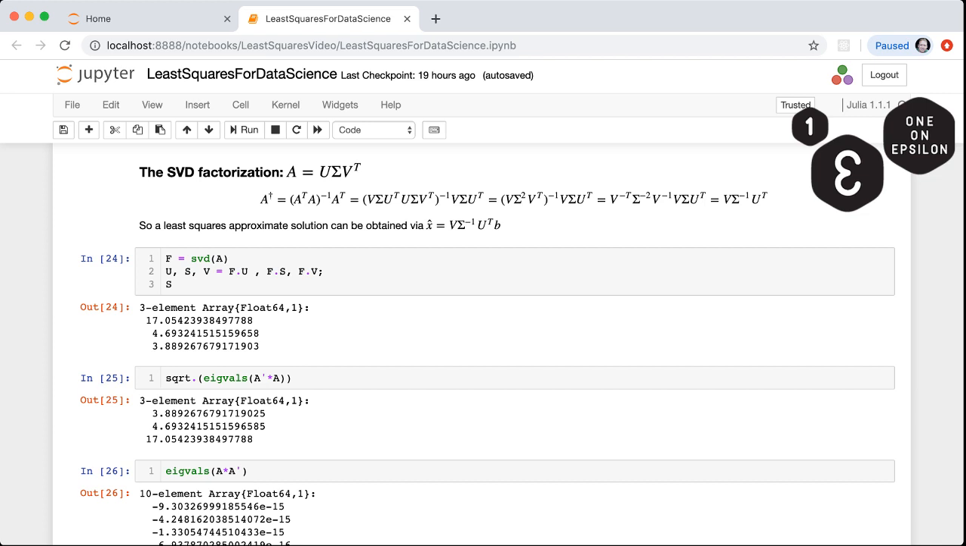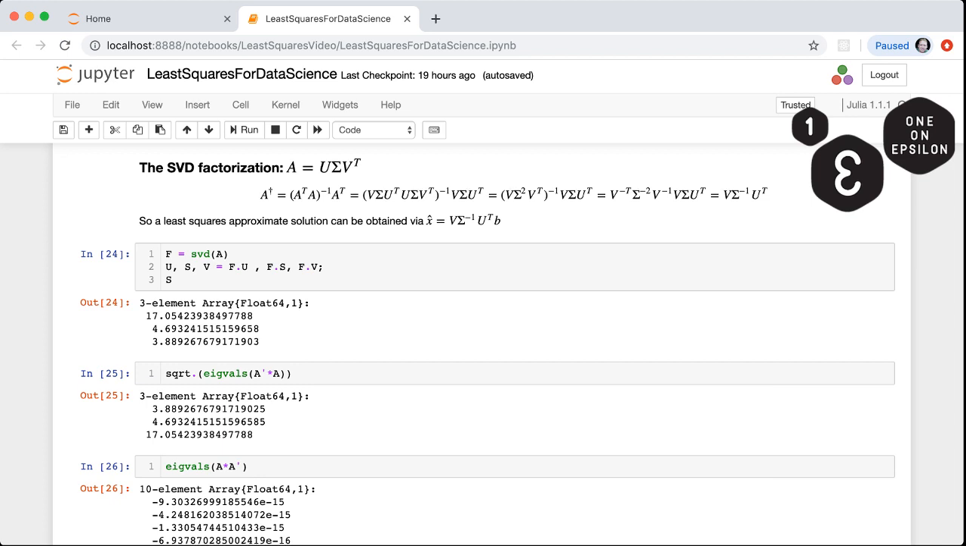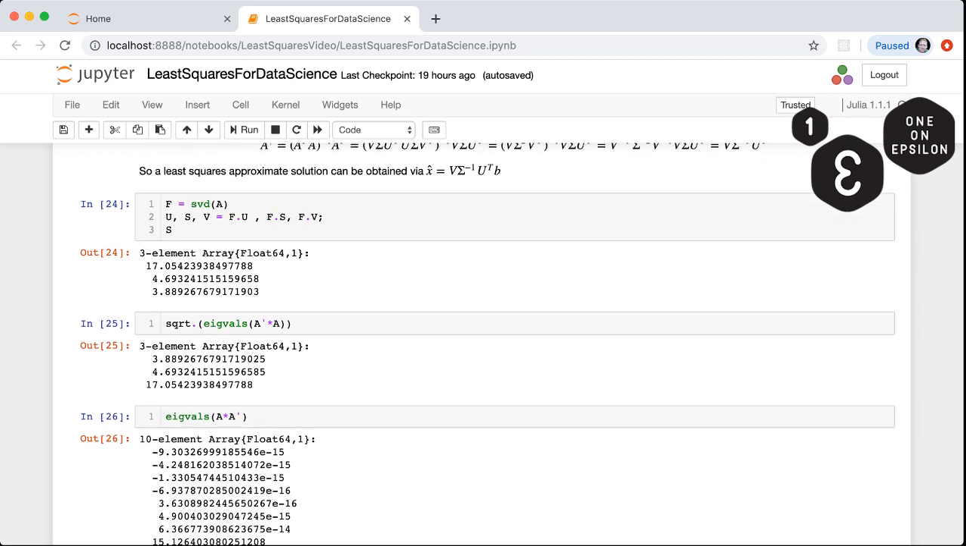in this case, after some manipulation, we get that the pseudo-inverse, the Moore-Penrose pseudo-inverse, is V sigma inverse times U transposed. And here is a demonstration of how this works with SVD. So we compute the singular value decomposition.